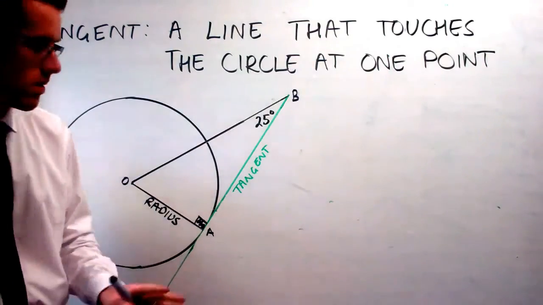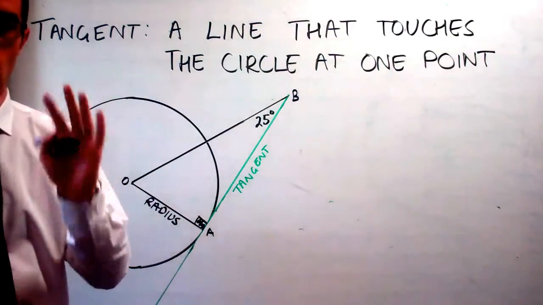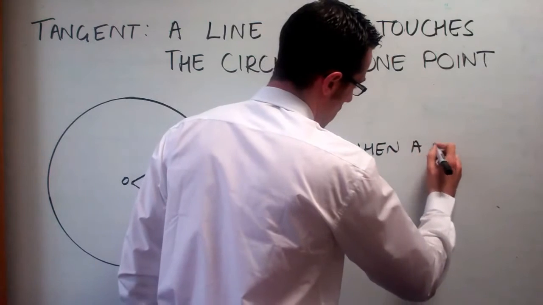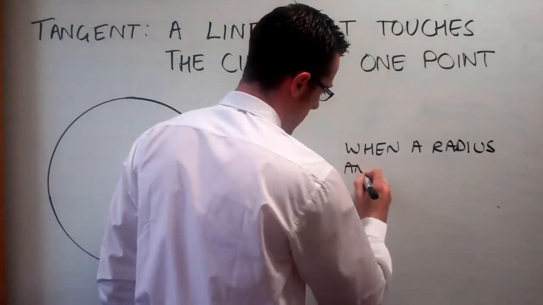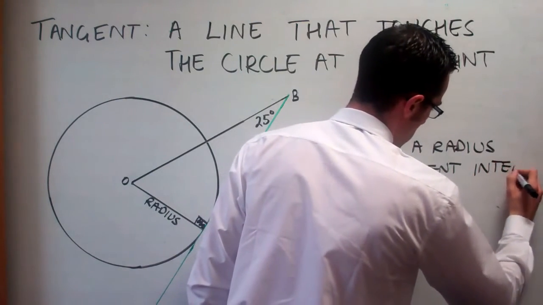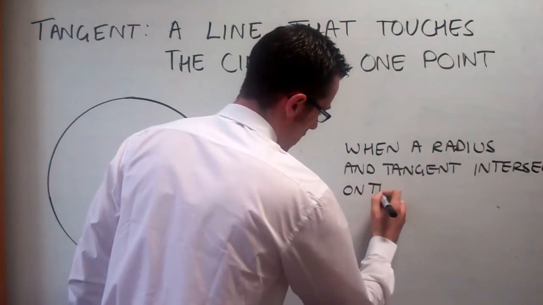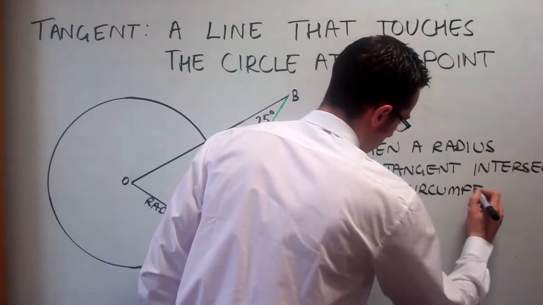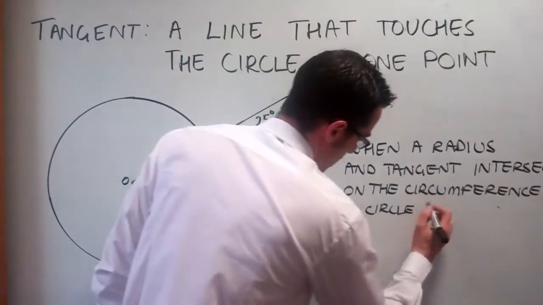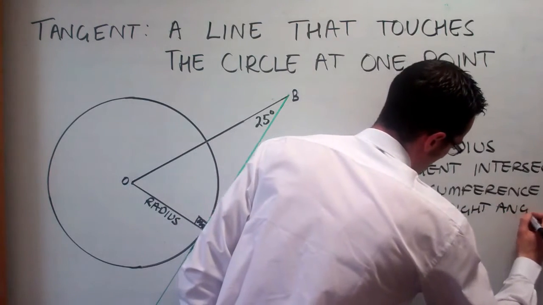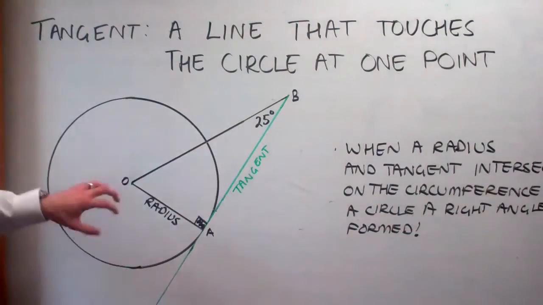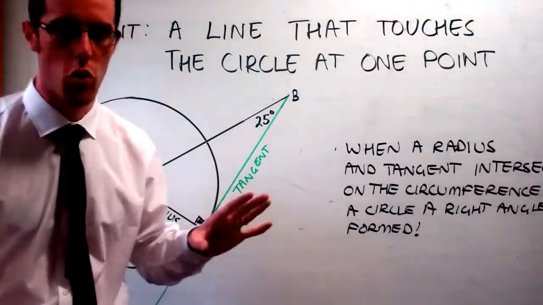Now, this always happens. So when a radius and a tangent intersect, you always get a right angle. So we're going to write that down as well. We're going to write: when a radius and tangent, and we'll use a fancy math word, intersect, on the circumference of a circle, a right angle is formed. That's going to be a way in for us to work out lots of different problems to do with angles and lengths and so on with circles and tangents.